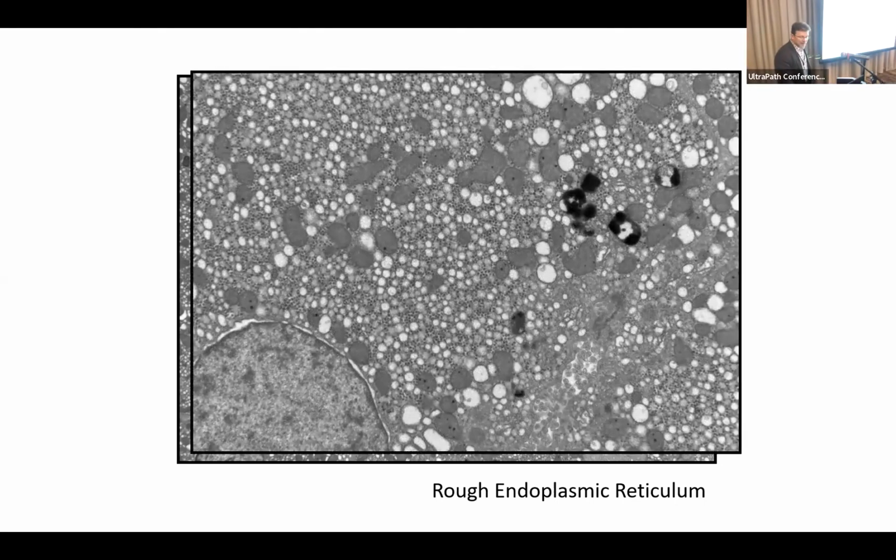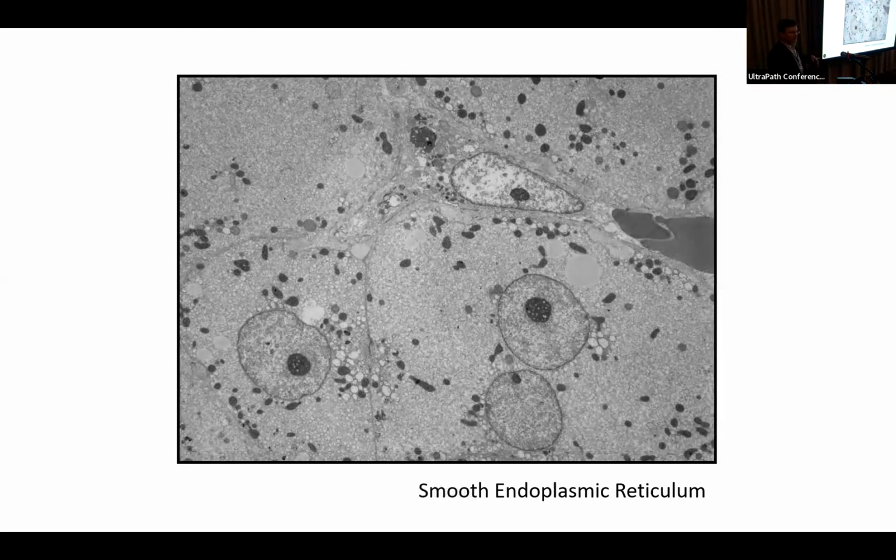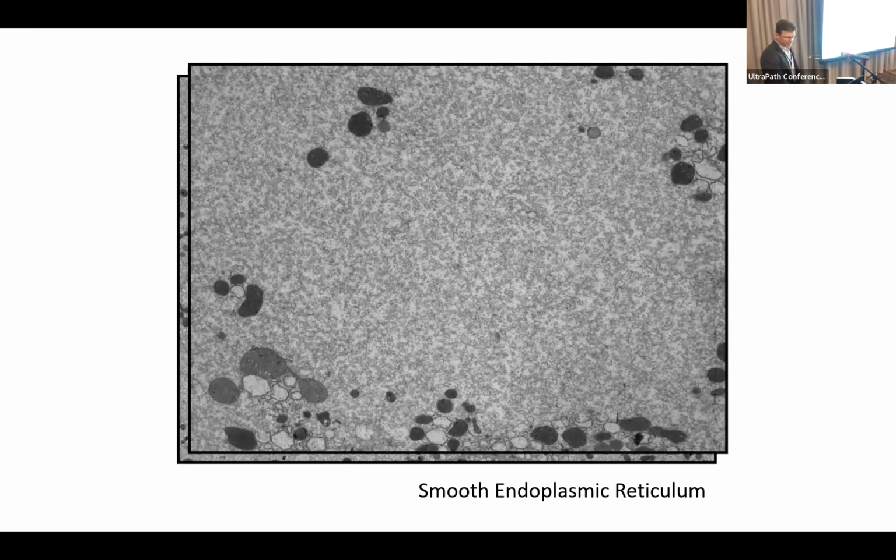And just to mention that, you don't want to misinterpret this proliferation and vesiculation of rough ER as being smooth ER, which would look like this, because the proliferation of smooth endoplasmic reticulum is a feature that's associated more with drug toxicities. This was a case of a phenobarbital toxicity, and you have just a prominent smooth endoplasmic reticulum.